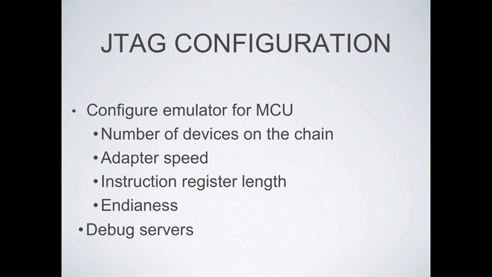Some of the configuration that you need to define for emulators are the number of devices on the chain, if any. It could be 1 or many. The adapter speed, how fast you need to start reading data off, and the register length, the endianness, just like everything else. And then debug servers. Some of these emulators will come with debug servers, and then you just have to define the socket and the address it's going to be listening on so that you can connect to it.